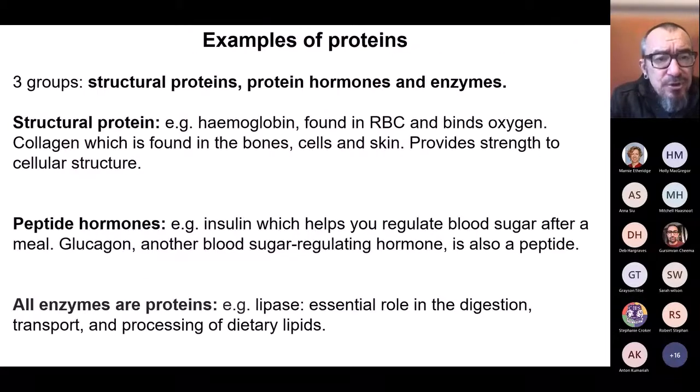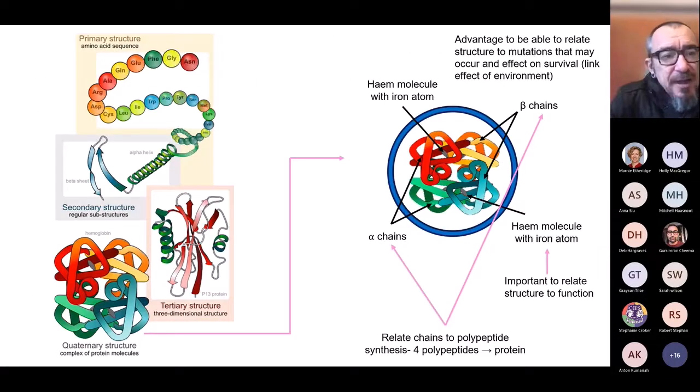You do need to know the different levels of protein structure, that being primary, secondary, tertiary, and quaternary.